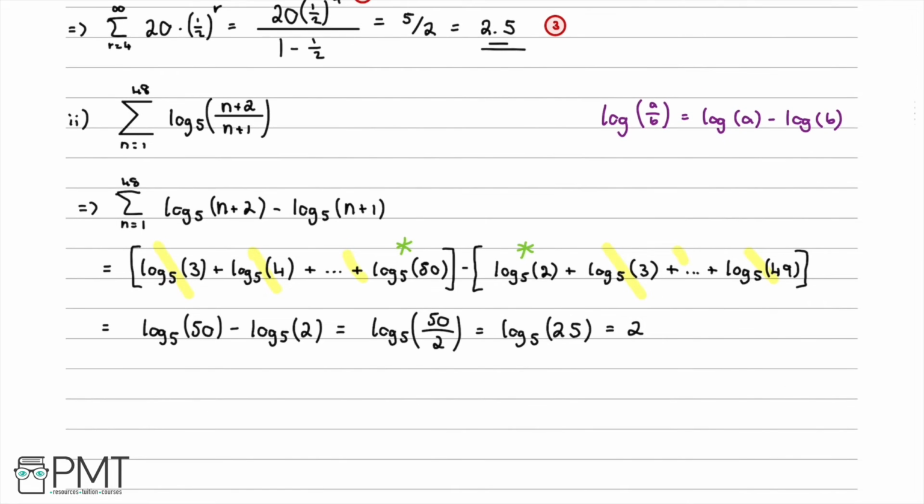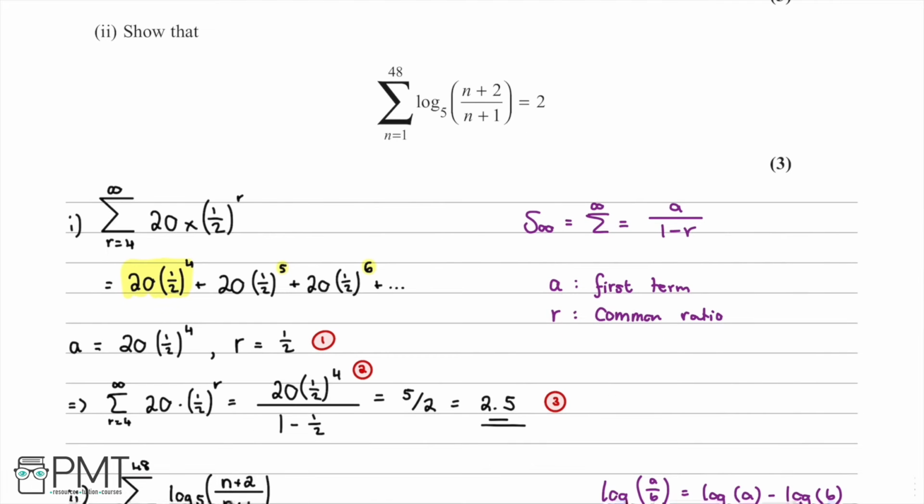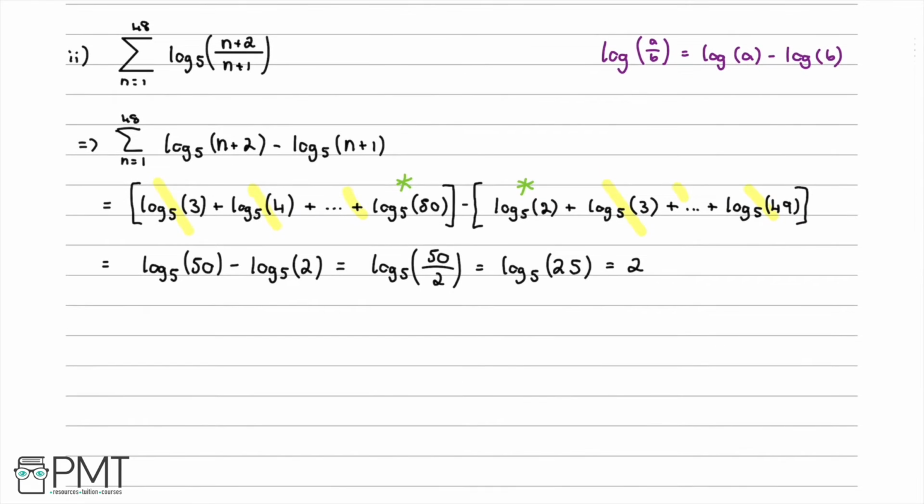Now going back to the question, we were asked to show that this sum expression was equal to 2, and that's exactly what we've done. So we'll write a concluding statement, and we'll say that the sum from n equals 1 all the way to 48 of log base 5 of n plus 2 divided by n plus 1 is equal to 2, as required. And that's us completed this part of the question.